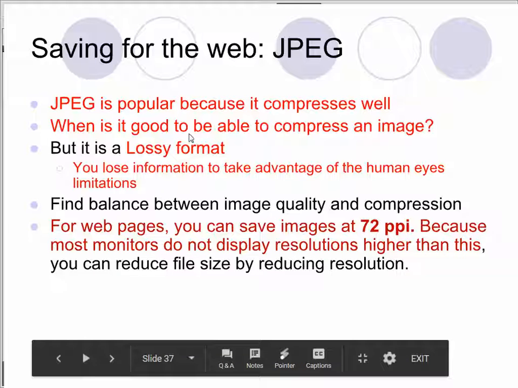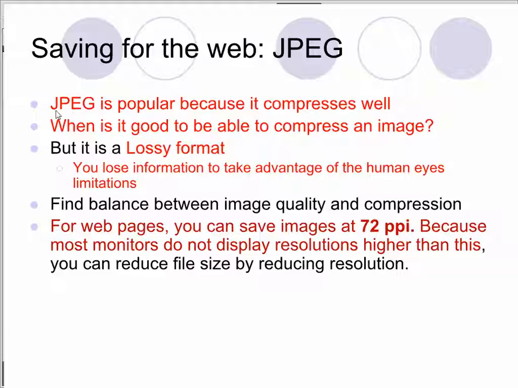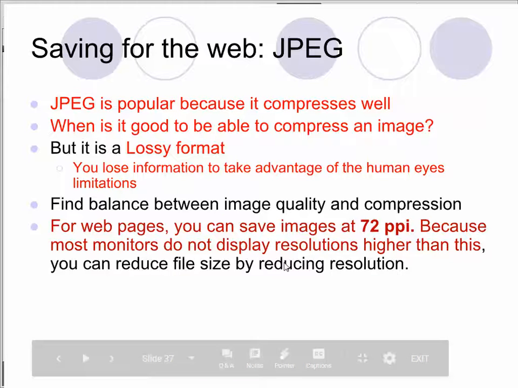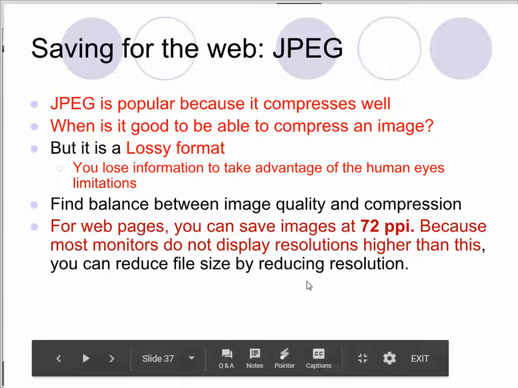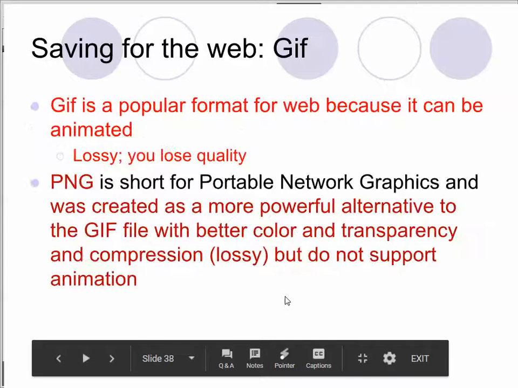Okay, write this down. JPEG is popular because it compresses well. So you take a big old file like your Photoshop document. If you save it as a JPEG, it compresses it. You lose some of the information and some of the quality, but sometimes that's okay and smaller is better. Okay, so whenever you lose information, that's called a lossy format because you lose some of the information. But you can adjust it. You can make the quality higher or lower. For web pages, you can save the image at 72 pixels per inch because most monitors don't display more than that. So that's as good as you need to when you're saving it for the web.